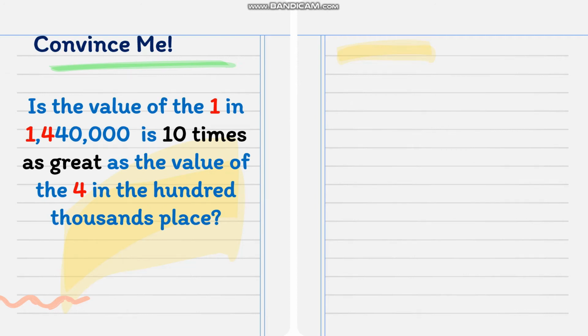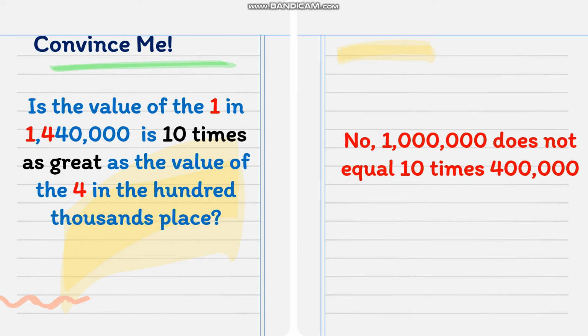Now, in order to understand more, let's analyze this one. Is the value of the 1 in 1,440,000 10 times as great as the value of the 4 in the 100,000s place? The answer is no. Why? Because 1 million does not equal 10 times 400,000. Or you can simply identify that it is not 10 times as great because they do not have the same digit, although they are not next to each other. We can say that a digit is 10 times as great as the other digit if they have the same digit and they are next to each other.